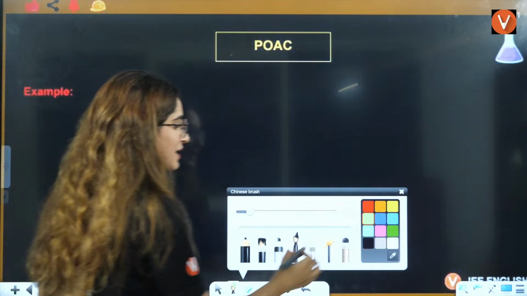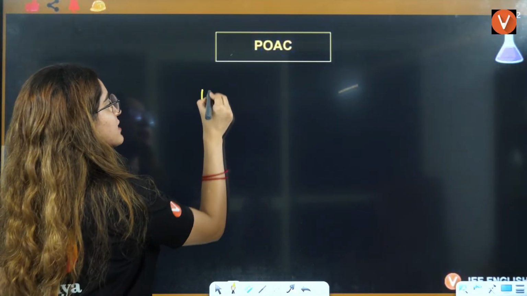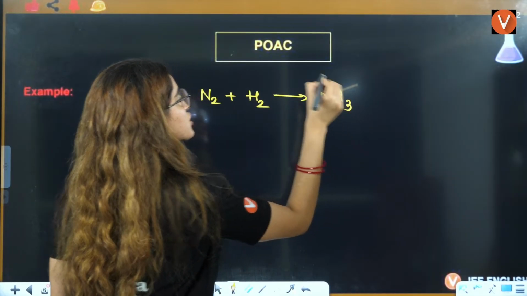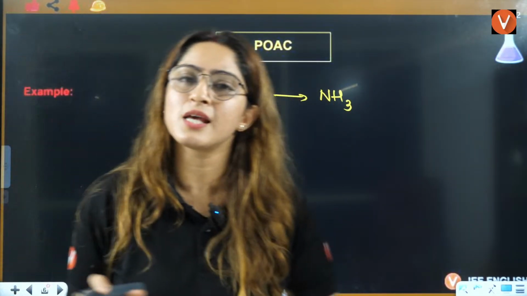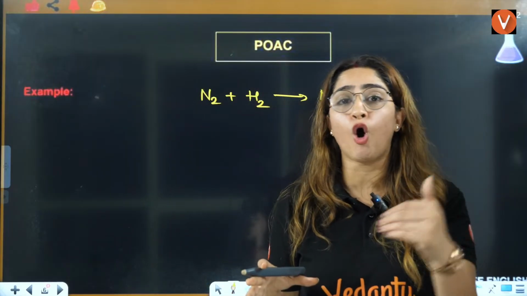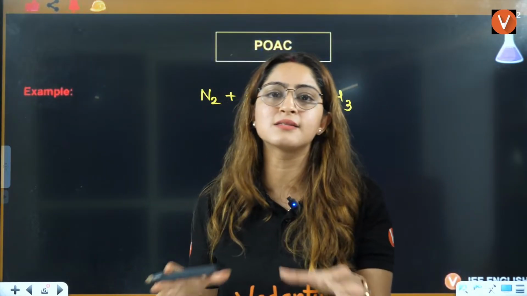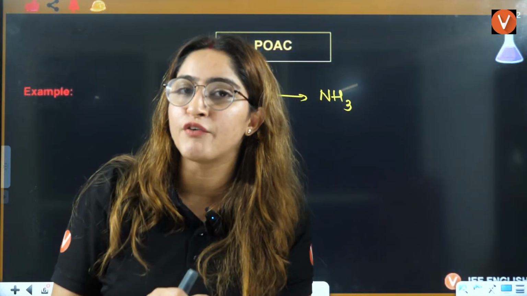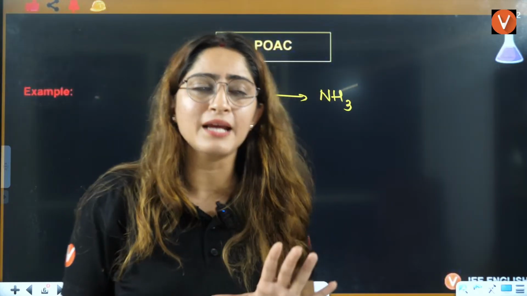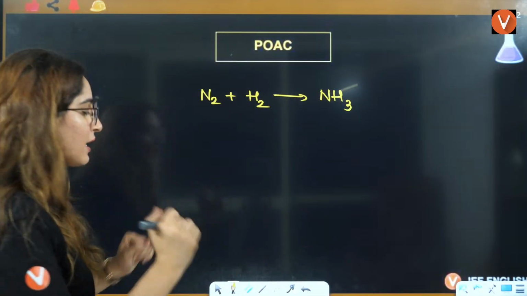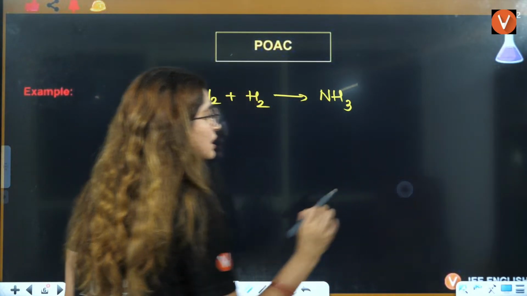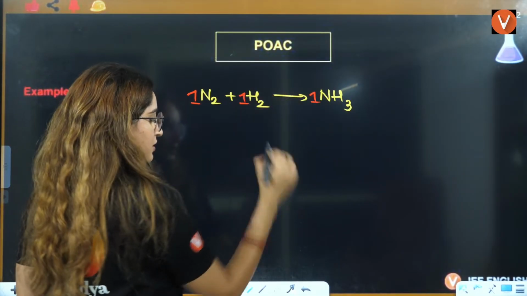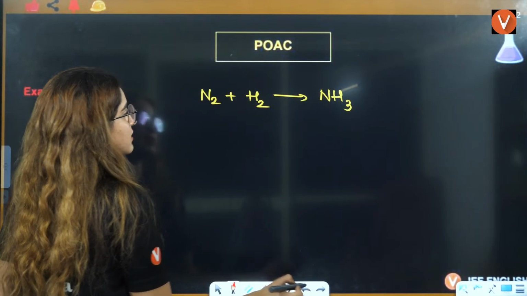I'll give you a simple example of, let's say, Haber's process. Now, I'll give you the example in such a way that we don't have to balance. See, in both POAC and the law of chemical equivalence, you don't have to balance the equation. That is the best part about POAC and law of chemical equivalence, that balancing is not needed here, right? So we are not going to balance it. Now, what we are going to see here is that this is 1, this is 1, this is 1, right? I am not going to balance it.